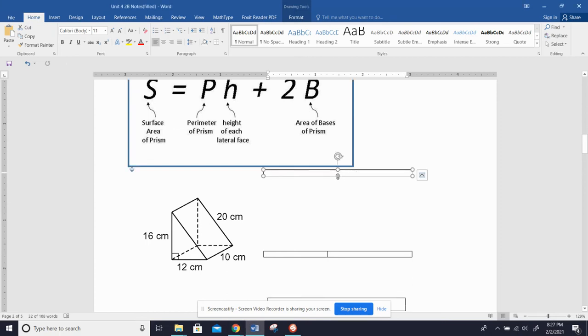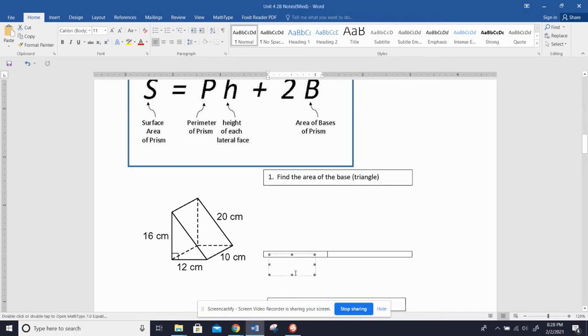So here are the steps that you should go through. First, find the area of the base. So when I do each of these steps individually, it's a little bit easier to fill in the formula at the end. So here's my area of my base. I get 96. Okay, keep that in mind.